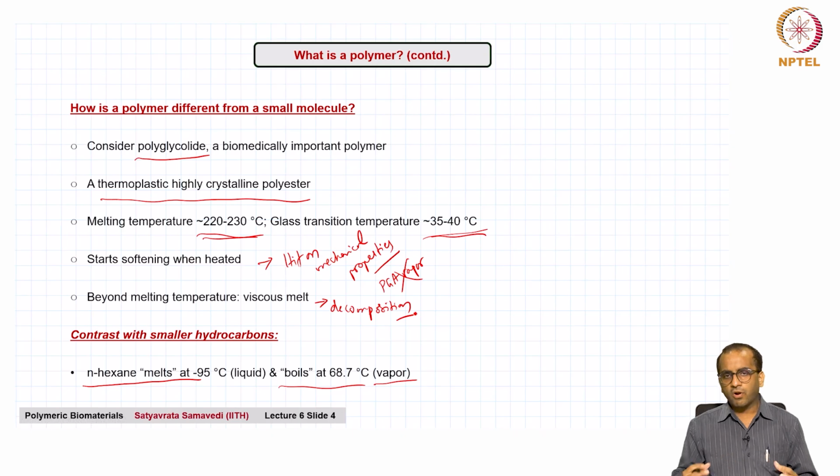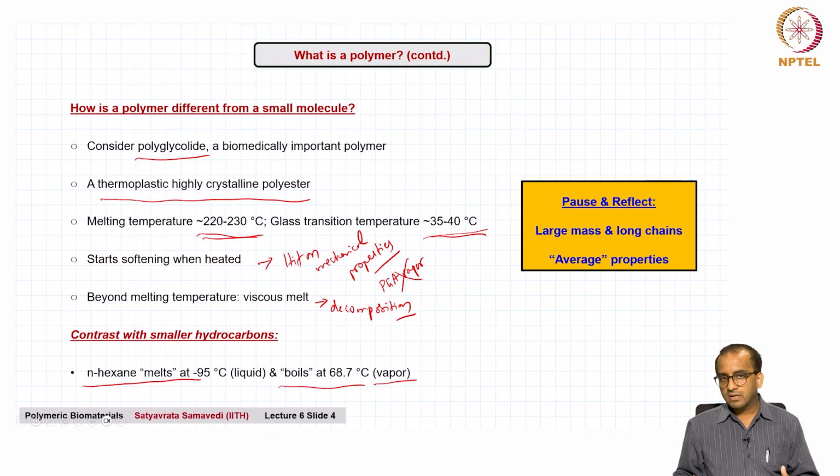So very broadly, that's one way to contrast polymers from a small molecule, which is also a hydrocarbon, by the way. A lot of the polymers we will see in this course are hydrocarbons. So that's why I am taking the example of N-hexane, which is also a hydrocarbon, but you see the properties are very, very different, right? So that's one level at which we can initially start appreciating how polymers are different and why they are unique.